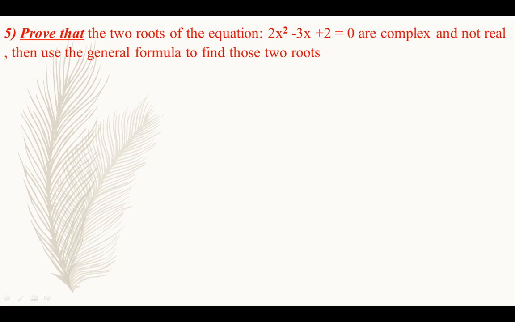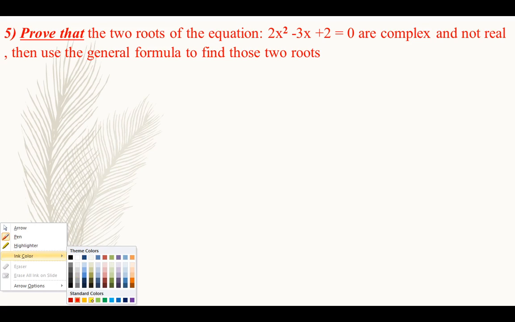Very good, excellent. By using the discriminant. First we are going to calculate the discriminant. If the discriminant is positive, then the two roots are real and different. If the discriminant equals 0, then the two roots will be real and equal. But if the discriminant equals a negative number, then the two roots of the quadratic equation are complex and two conjugate roots. Okay? So now we are going to calculate the discriminant together.